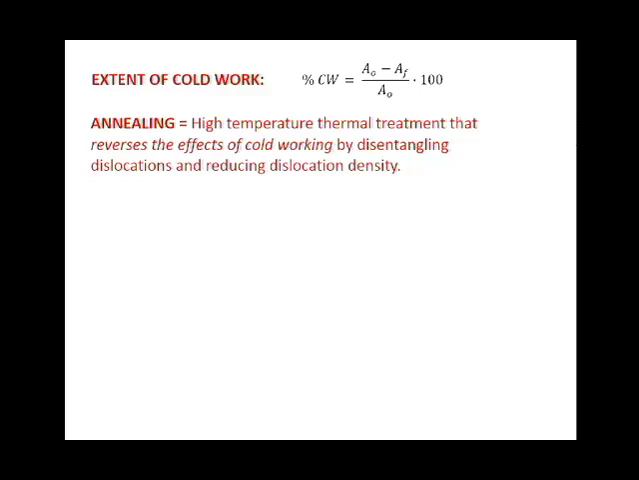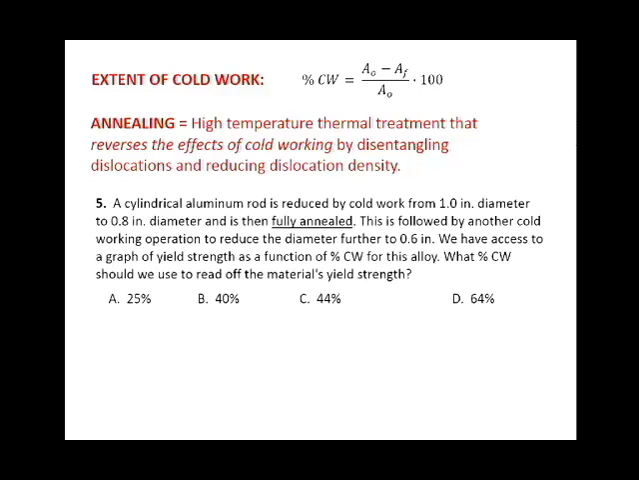So I'd like you to put these two ideas together with question 5. So we start out with a rod with a circular diameter of 1 inch. We reduce it to 8/10 of an inch. Then we fully anneal it. So the word fully is a cue that you can assume that the annealing treatment fully resets the material's properties to their original pre-worked condition.